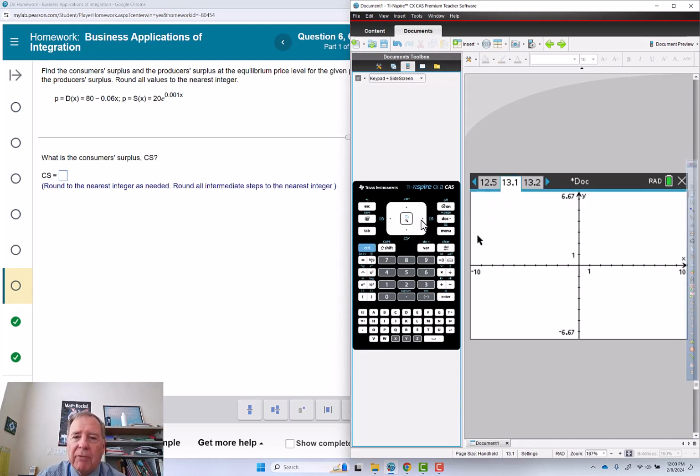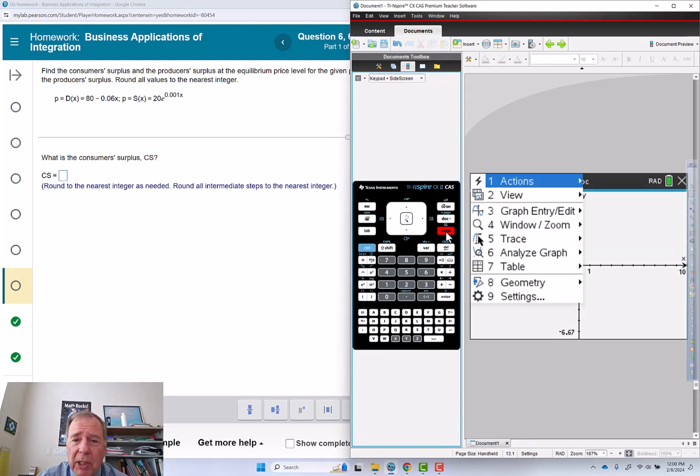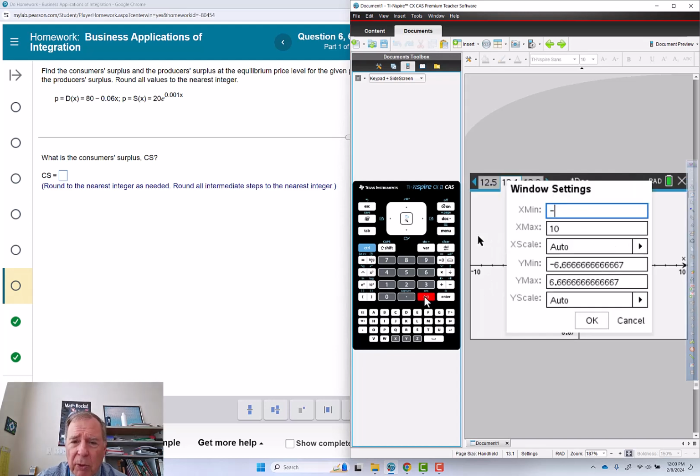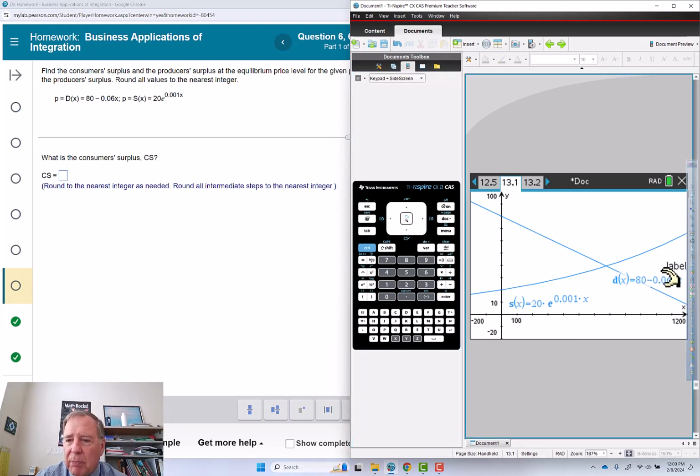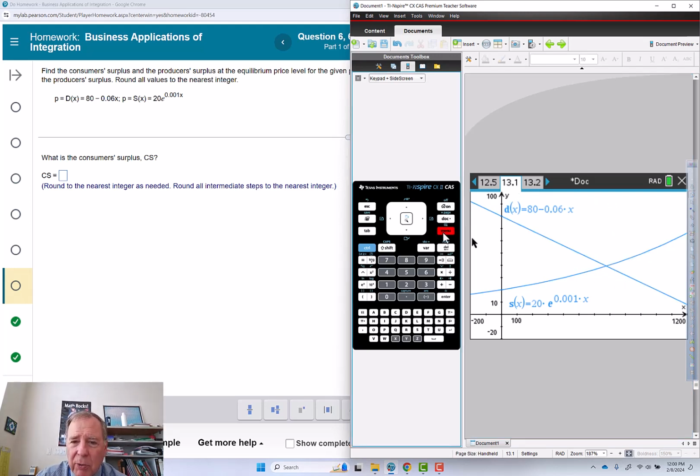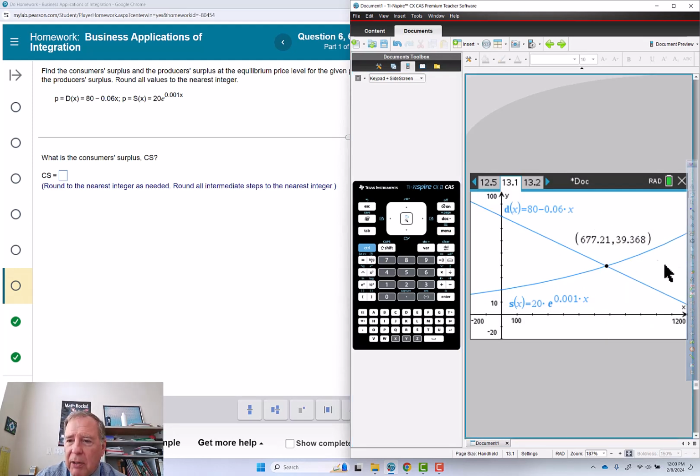Go back to the graph, and I kind of know how to set the window. Menu 4, 1, we'll go negative 200 to 1200, roughly doubling the equilibrium amount and putting in tick marks every 100, and then negative 20 to 100 by tens. So I get a pretty good window there. There's my supply curve. And I'm going to go ahead and get the intersection, even though we know what it is, 6, 4. And now we have the number sitting right there in front of us.